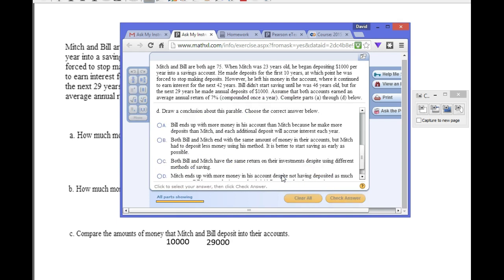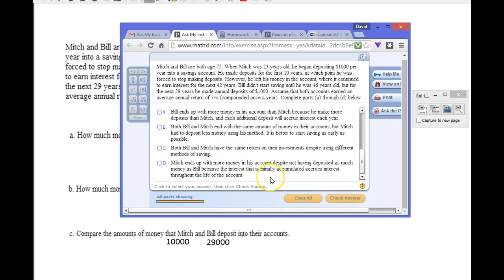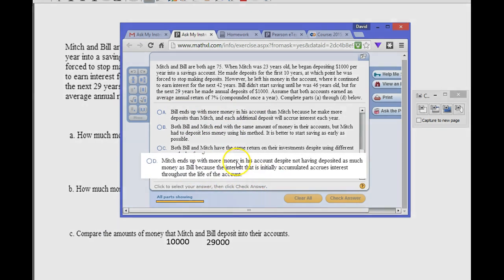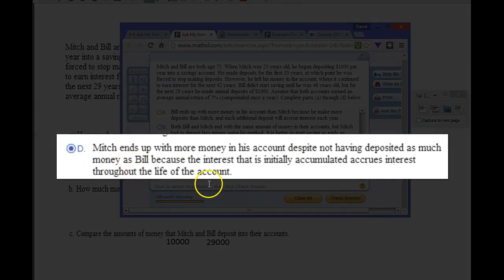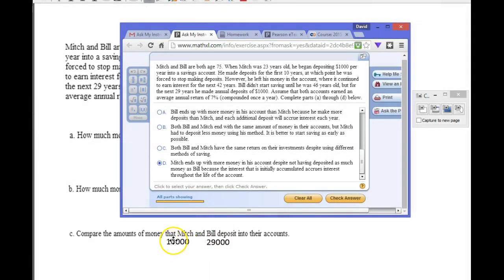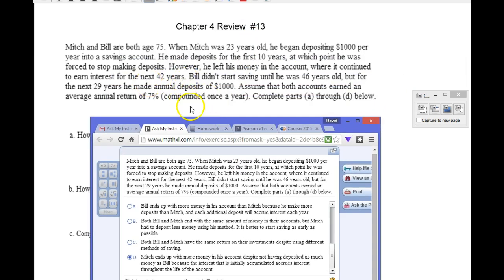Then it tells us to draw a conclusion from what we just did. If you look at your four choices, there's only one that even says Mitch ends up with more money, but do read what it says. Mitch ends up with more money in his account despite not having to deposit as much because the interest initially accrues throughout the life of the account. So he got that initial interest along with that $10,000, and then it just sat there for 42 years.